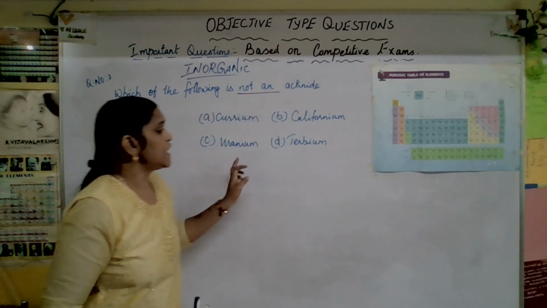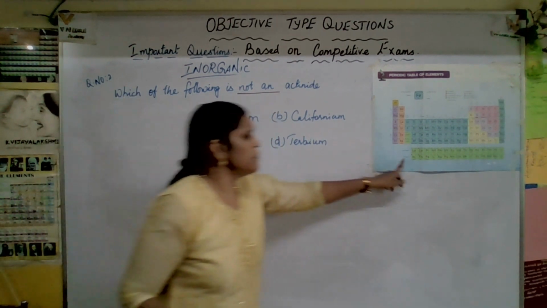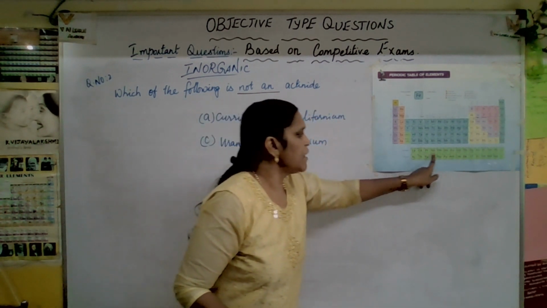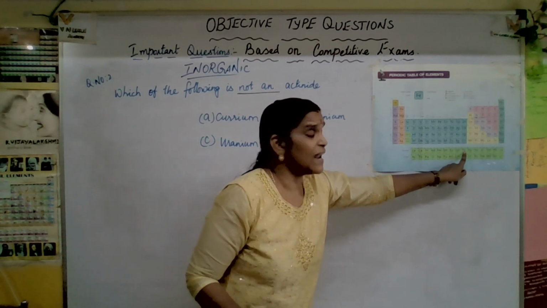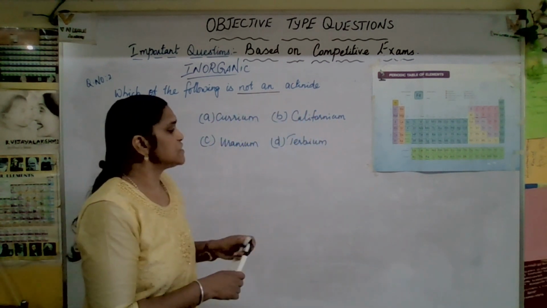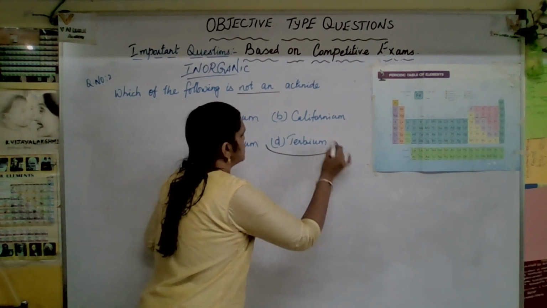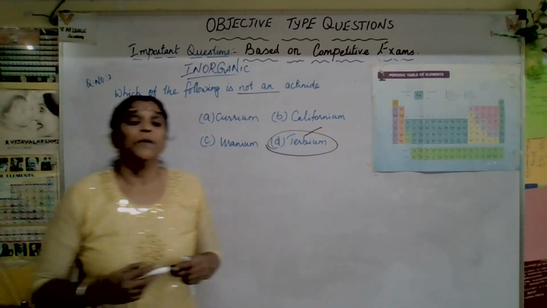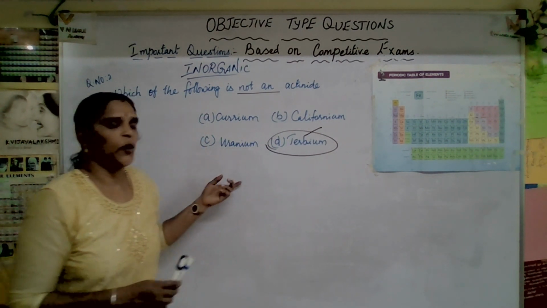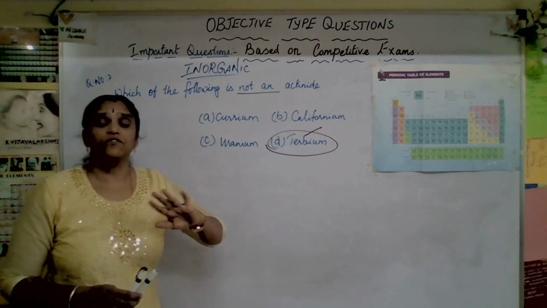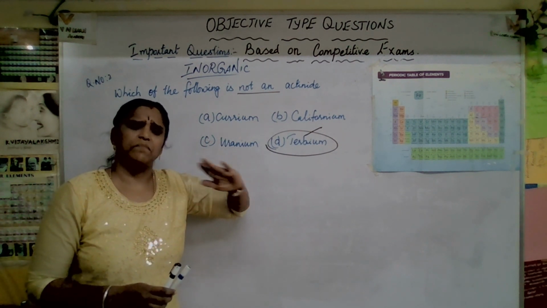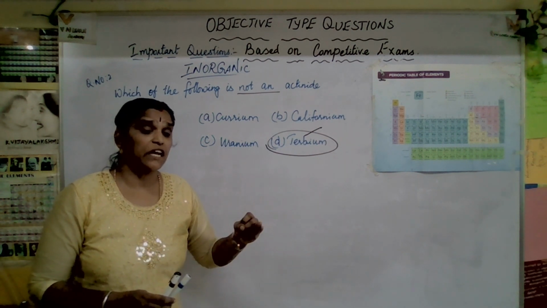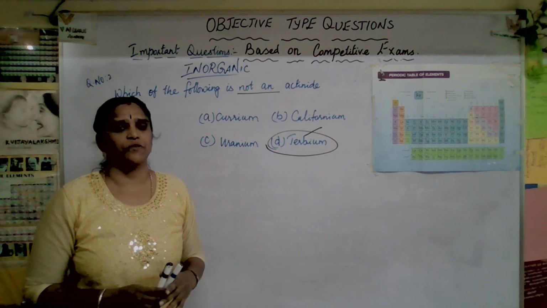That means terbium is not. We are not finding it in the actinide, we are getting it from the lanthanide series. So the one which is not an actinide is terbium. Hope you are thorough with these. That's what I just mentioned: inorganic chemistry is basically for informative points, the next one is logical way of thinking, and the third one is memory based questions.